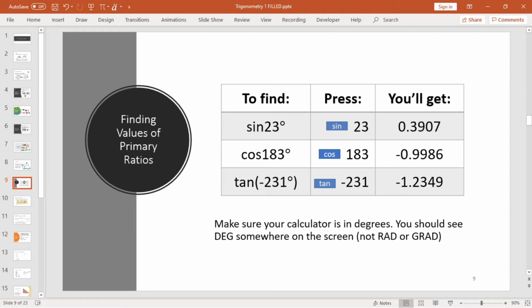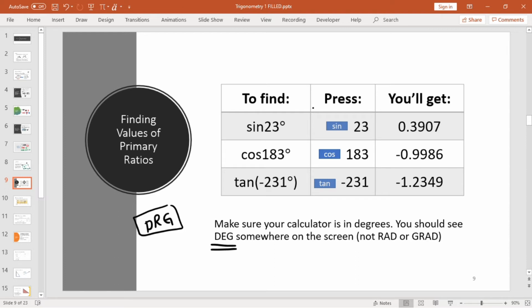Now, the first step is make sure if you're working in degrees that your calculator is in degrees, or else it's not going to do it right. So you should have a DRG button or something similar, and when you look at your display you should see DEG, not rad or grad up on the display, because then you're working in radians or gradients. That's completely different.